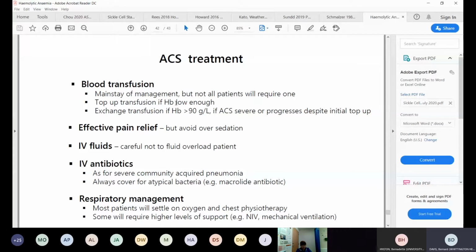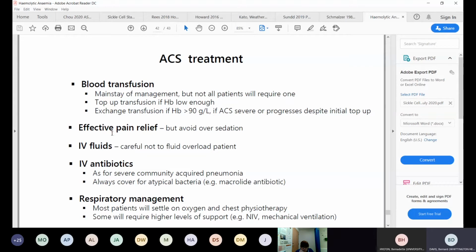We try and increase their hemoglobin to around 100 grams per liter. We try not to go too high, otherwise they run into problems with hyperviscosity. If they've got severe disease or if they've got a high hemoglobin when they develop the syndrome, or if the chest syndrome progresses in spite of an initial top-up transfusion, then we'll exchange them. And usually transfusion is associated with quite rapid improvement in the patient's clinical status.